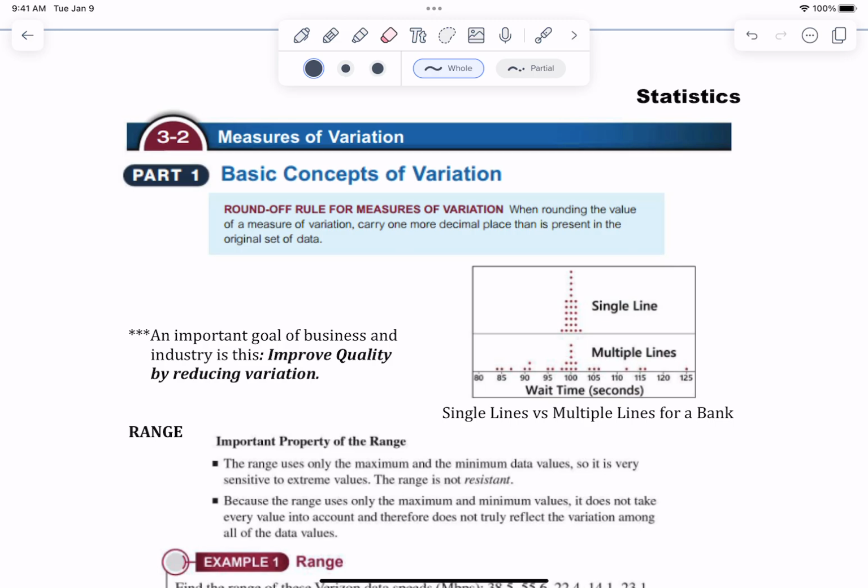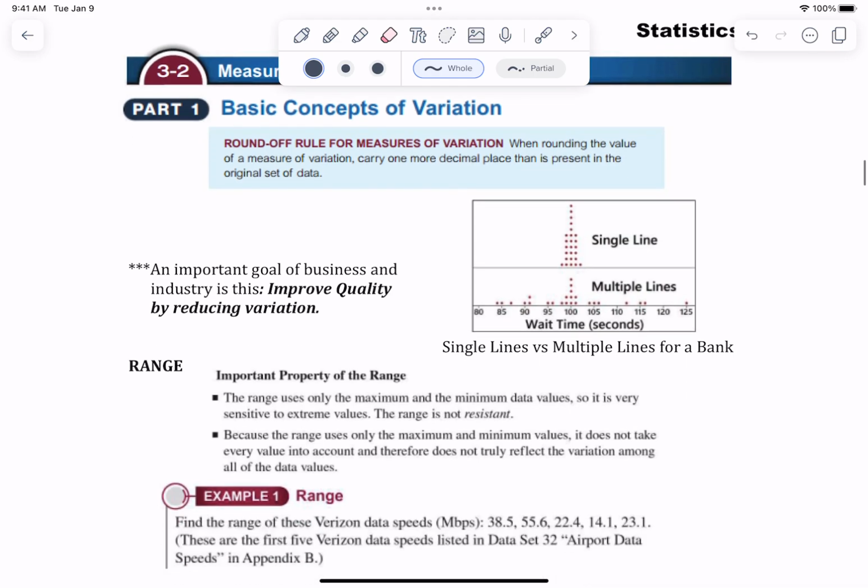This is 3-2. This is the first part of 3-2: Measures of variation.